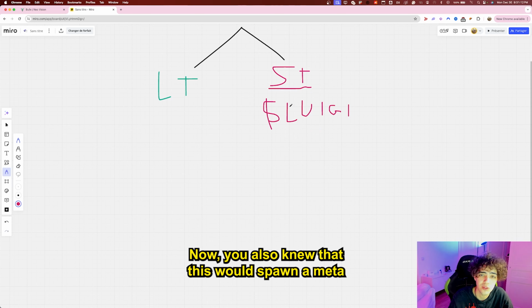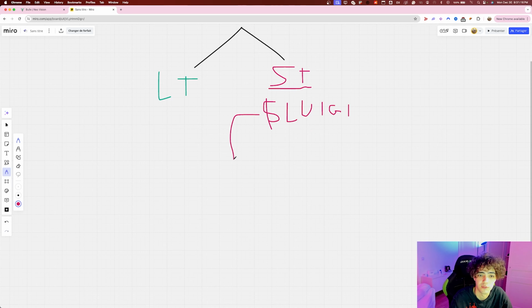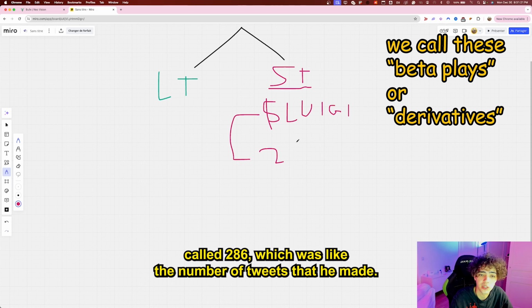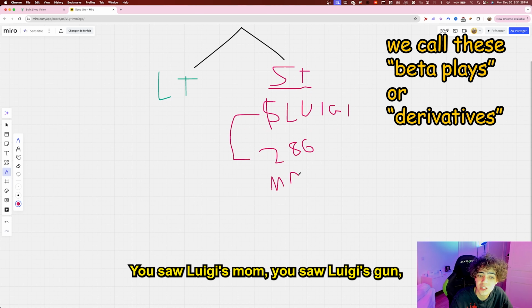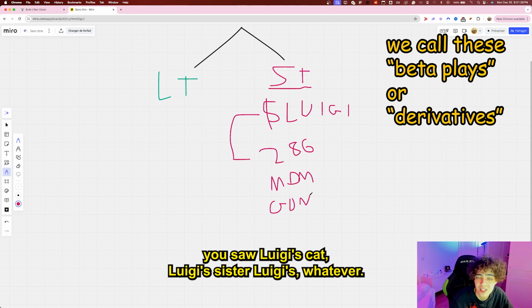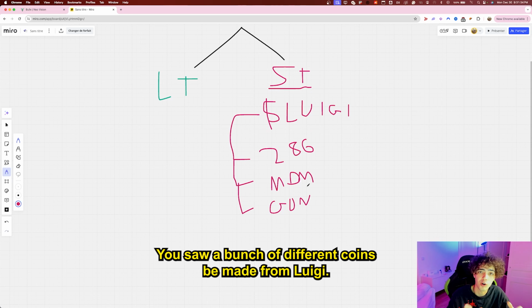Now, you also knew that this would spawn a meta because it was something that people can make knockoff coins of. So from Luigi, during the day, you saw a coin called 286, which was the number of tweets that he made. You saw Luigi's mom, Luigi's gun, Luigi's cat, Luigi's sister, Luigi's whatever. You saw a bunch of different coins be made from Luigi.